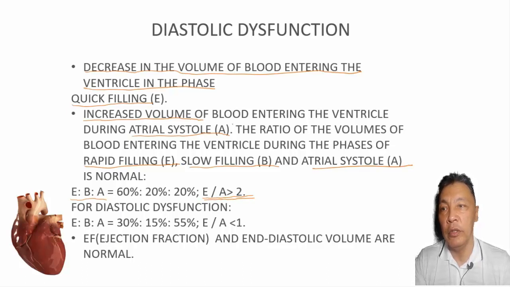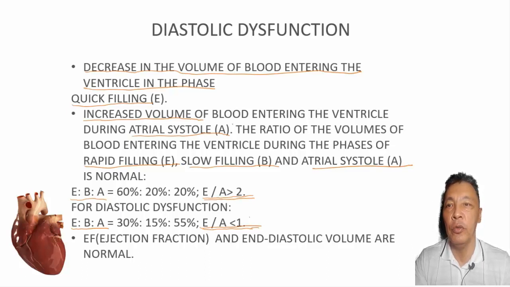For diastolic dysfunction, the ratio E to B to A is 30 to 15 to 55%. The ratio of quick filling to atrial systole is less than 1. Ejection fraction and diastolic volume are normal.